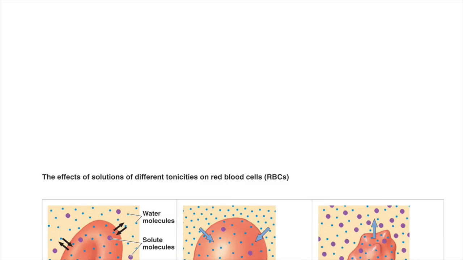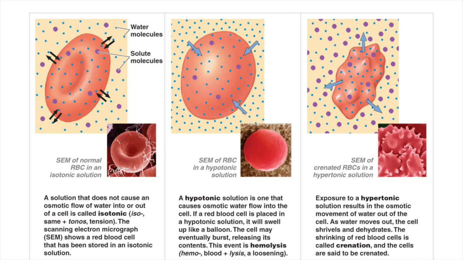Okay, so osmosis is basically the diffusion of water, and it occurs when the concentration of water is different on opposite sides of a membrane. So osmosis, or diffusion of water, occurs when the concentration of water is different on opposite sides of a membrane.